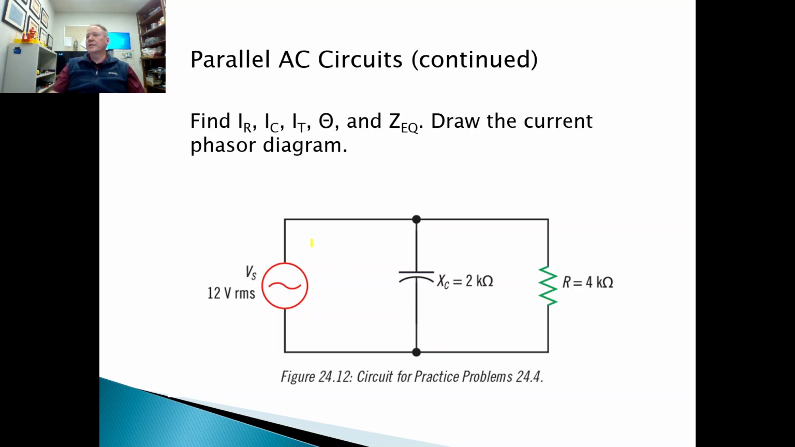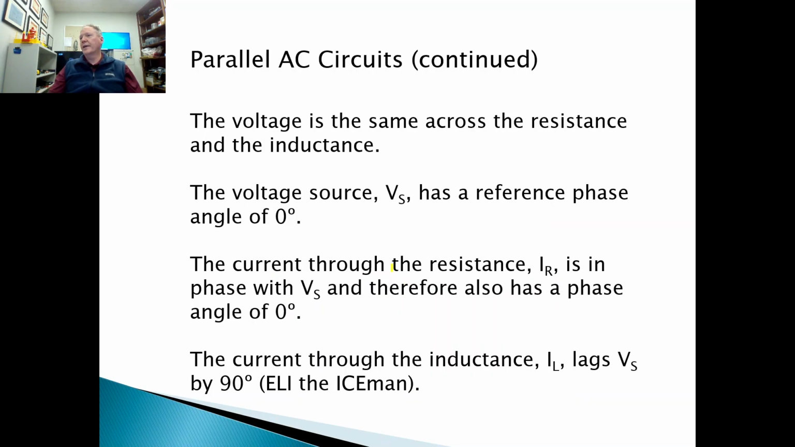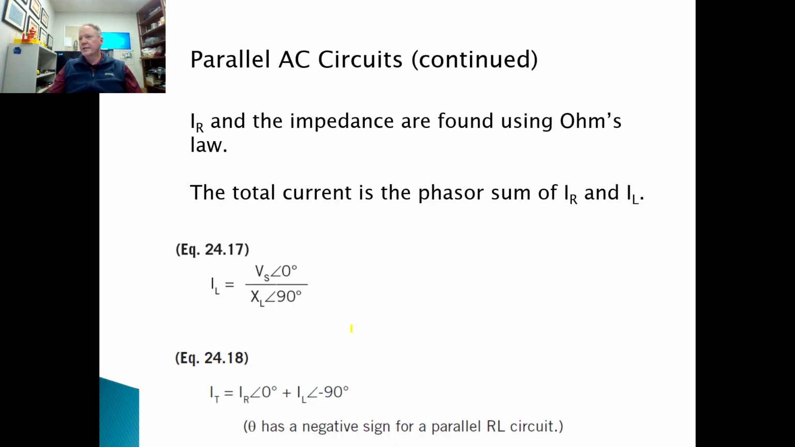All right. So here's another one that you can do, and this is in the book, so you can find the answers in the book and then do it. Now in parallel AC circuits, the voltage is the same across the resistance and the inductance. The voltage across the source has a reference angle of 0, and then the current through the inductance, IL, lags the source voltage by 90 degrees. So now it's the same thing, just now instead of a negative 90, we're doing a positive 90.